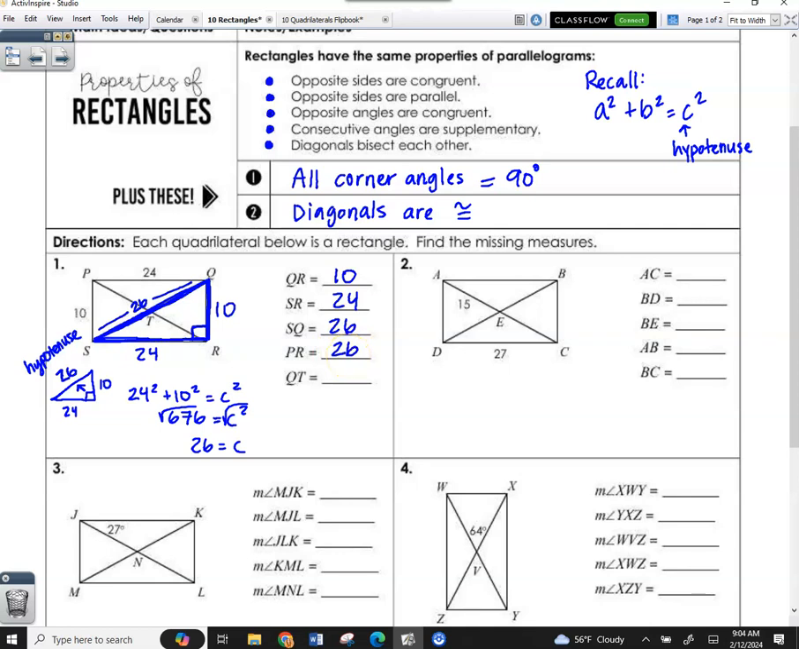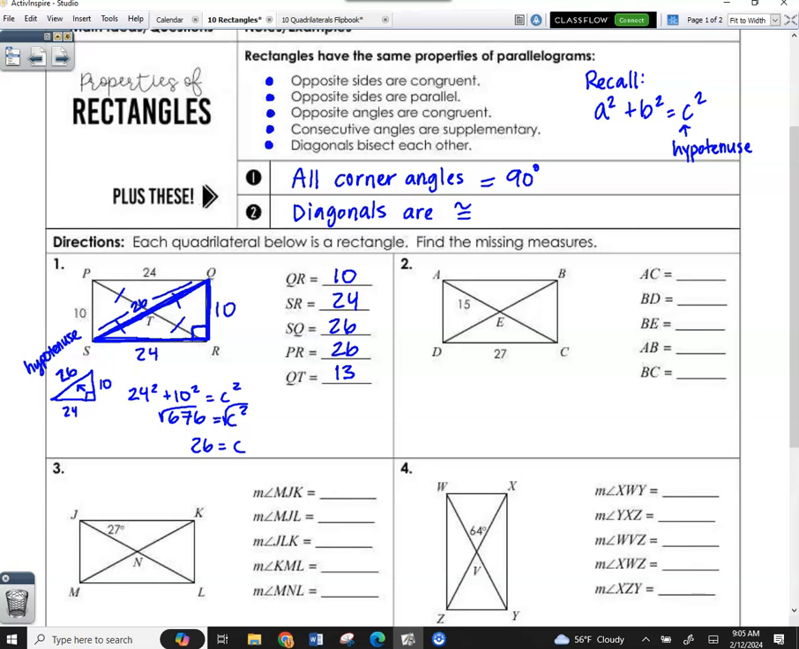So what's QT measure? 13. Why? Yeah, remember we said you've got 4 equal parts in here. Well, if the whole thing's 26, then each part is 13. Y'all, that's as ugly as it gets with that Pythagorean theorem. Okay?